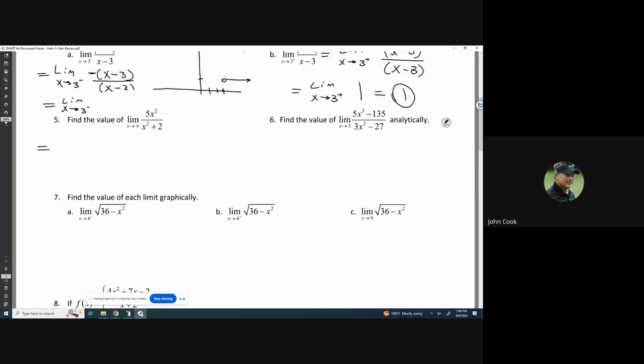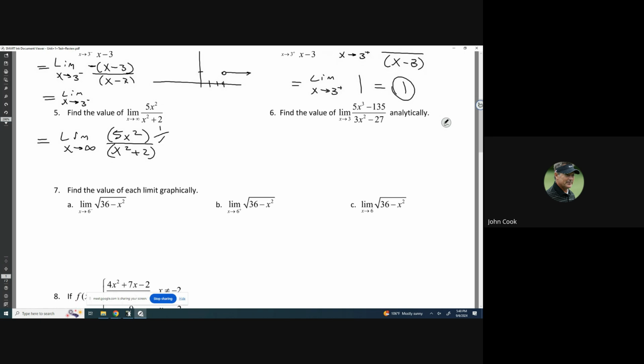So what I'm going to do is take the limit as x goes to infinity, and take that 5x squared over x squared plus 2, and multiply the top and the bottom by 1 over that largest degree, x squared. So 1 over x squared. I can do that because the x values are going to be gigantic. They're not going to be 0, so this is okay.